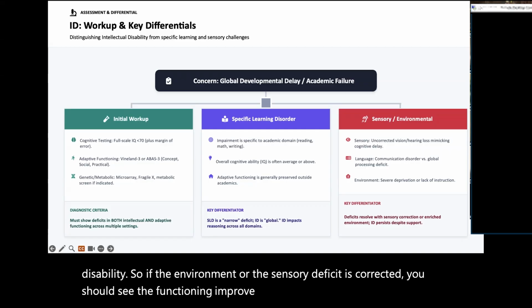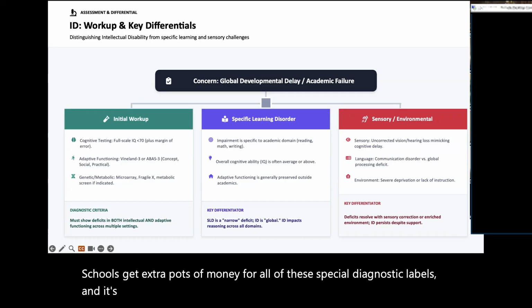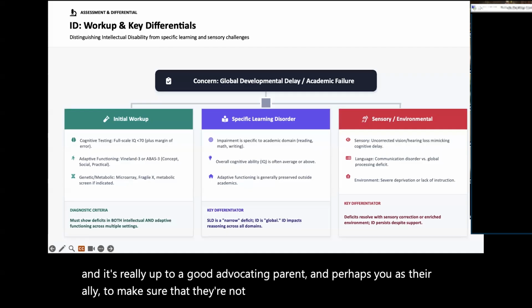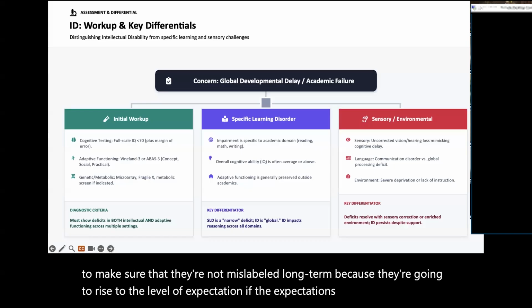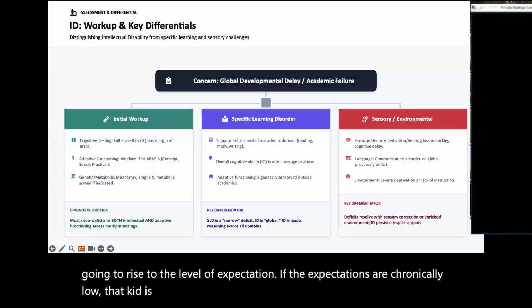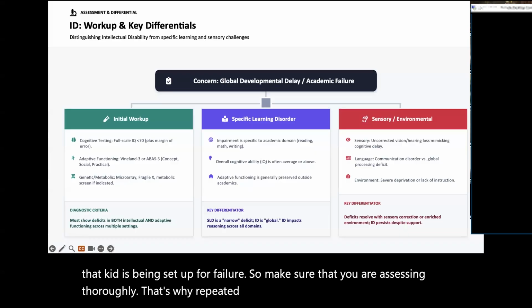Now, you have to realize schools get extra pots of money for all of these special diagnostic labels, and it's really up to a good advocating parent and perhaps you as their ally to make sure that they're not mislabeled long term, because they're going to rise to the level of expectation. If the expectations are chronically low, that kid is being set up for failure. So make sure that you are assessing thoroughly. That's why repeated assessments and targeted interventions matter more.